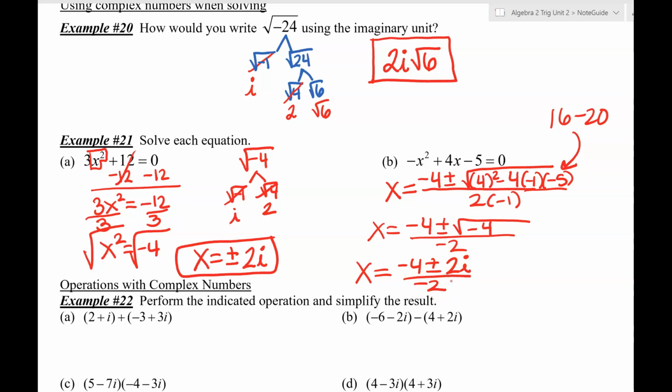And I can actually simplify this how I did previously. This denominator is part of both of these. So 4 divided by 2 is 2. 2 divided by 2 is 1. So you'd probably more likely see this written like this without the 1 in front of the i. So there's 2 solutions there, but they're complex. They're not real. They do have a real part and an imaginary part.